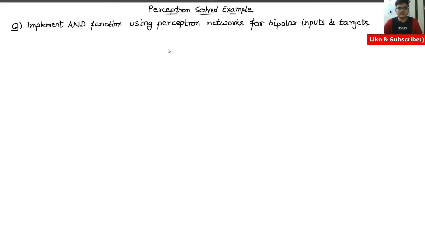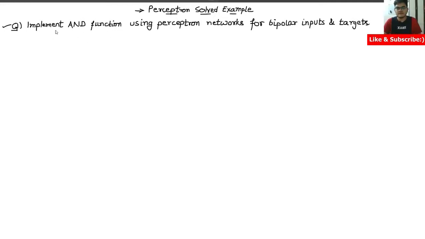In this machine learning playlist, we have already studied the perceptron learning algorithm. In the previous tutorial, we have briefly studied the representation of perceptron. In this tutorial, we are going to do a solved example which will basically help us in understanding more about how a perceptron exactly works. So let's take a look at the question.